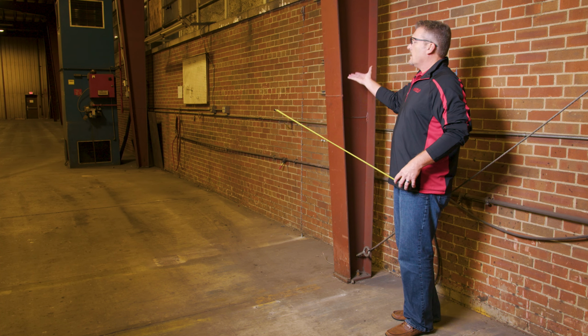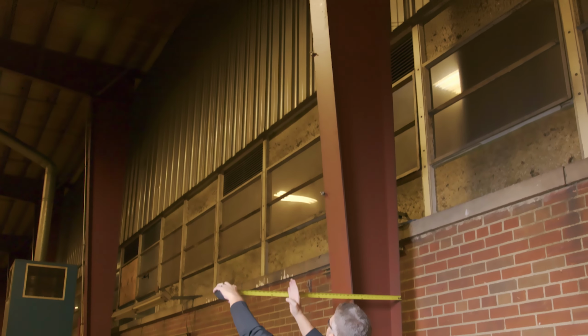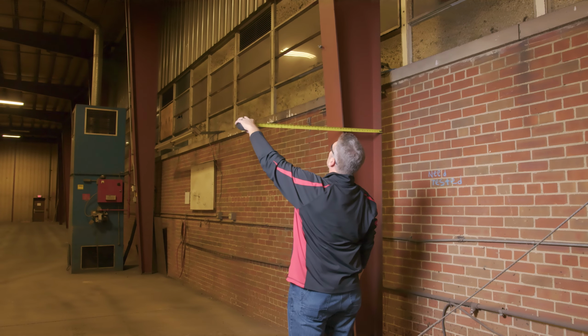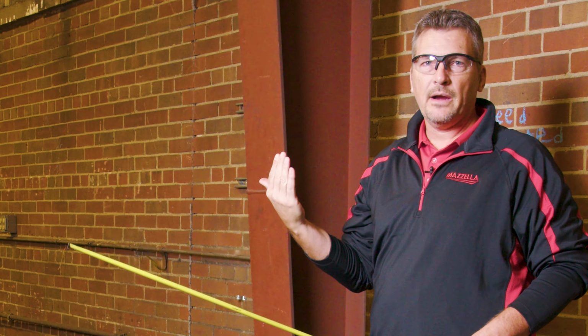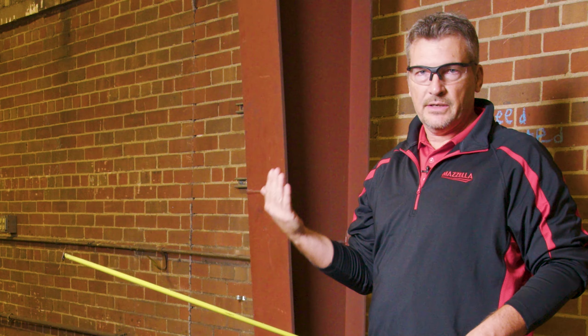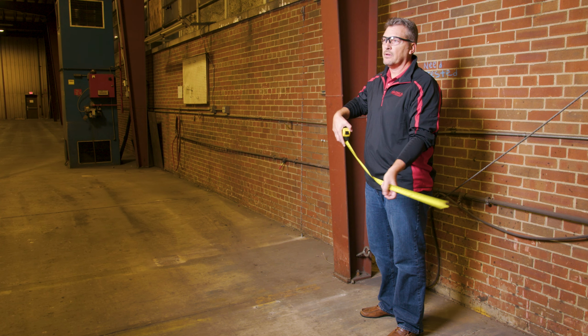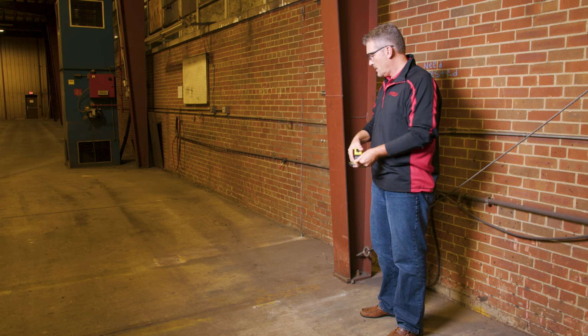Because these are tapered columns, I'd like to try to get at least a rough idea of how wide it is up at the top and check it on both sides to make sure that we know what kind of clear width area we have to work with to determine the span of the crane. That will help us narrow down and come up with a more accurate span to quote.